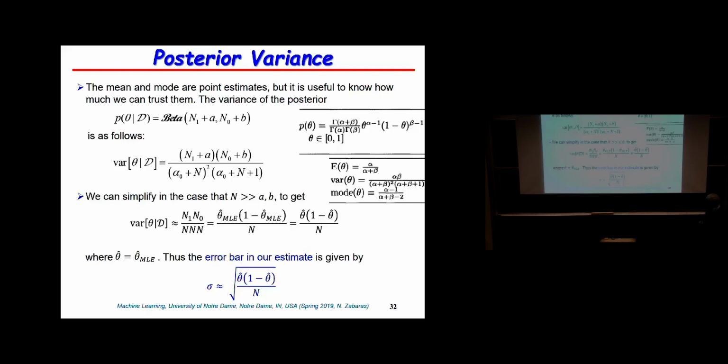So what we have is error bars in the estimation of theta. You can say in this case your estimate is theta hat, but your confidence on it is plus or minus sigma, and the sigma comes from the variance computed for the posterior.